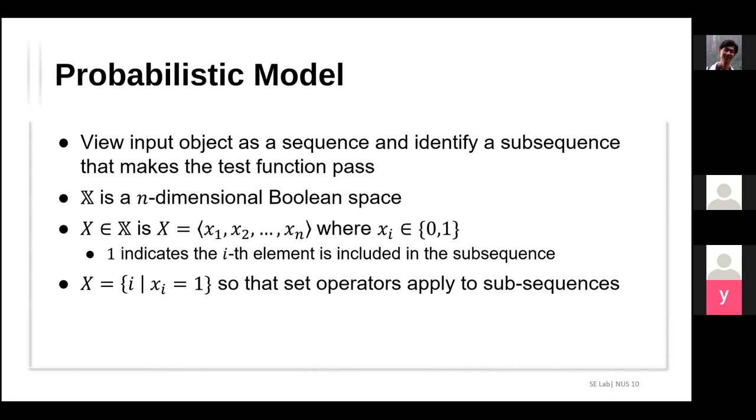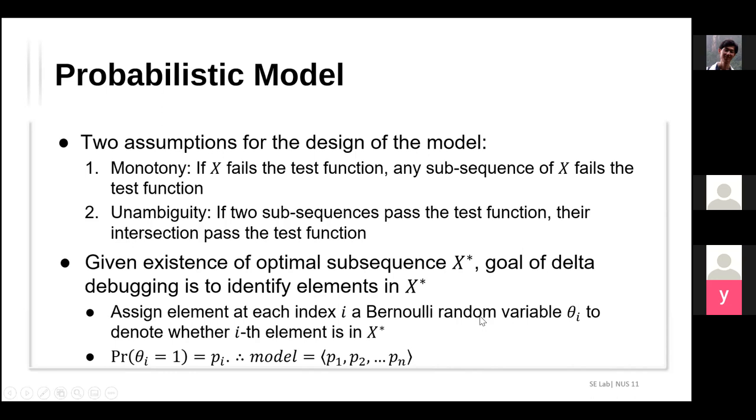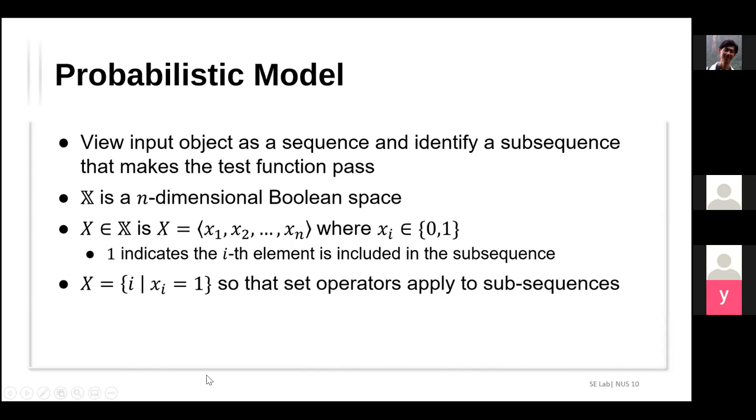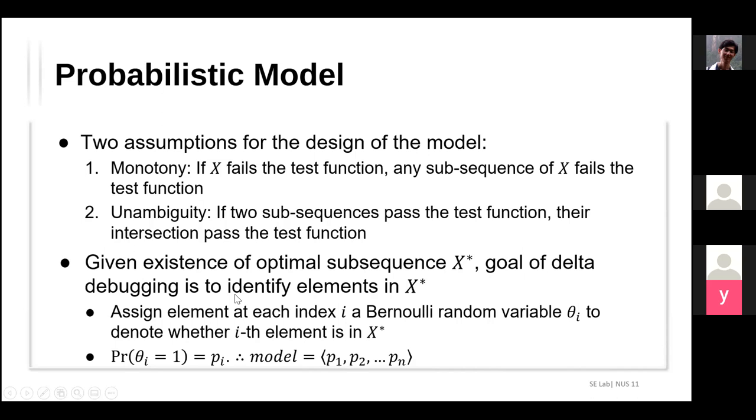Okay, let's keep going on. So moving on, this part here is just a representation of the search space itself, as well as how they represent it. Moving on to the model itself, the probabilistic model. There are actually two assumptions that they made for the design of the model. And they argue that these assumptions are only meant for designing the model. It doesn't affect the accuracy of the model itself.